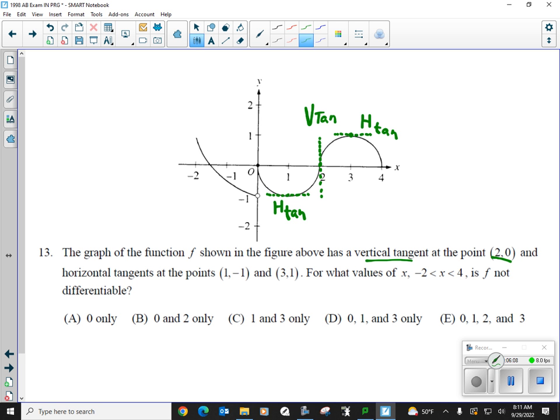For what values of x between -2 and 4 is f not differentiable? Okay, so, oh, I get to use my line.